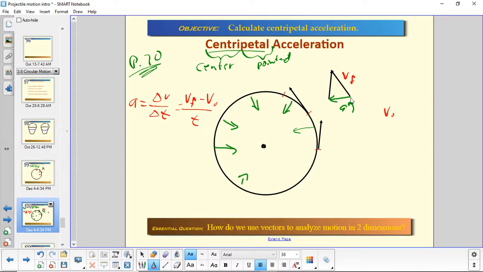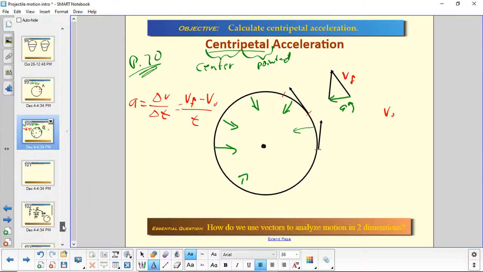Another way to look at this is you can take the change in velocity plus the initial velocity, and you get the final velocity. So it's a little vector addition here. The point of all this is that centripetal acceleration is what causes something to follow a circular path. And the acceleration is always directed toward the middle of the circle.